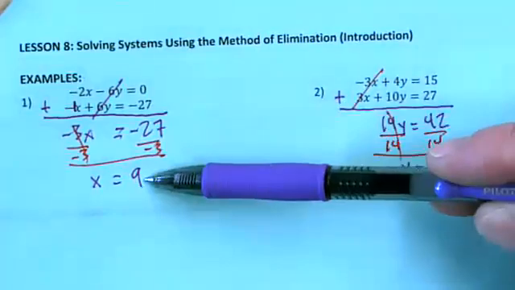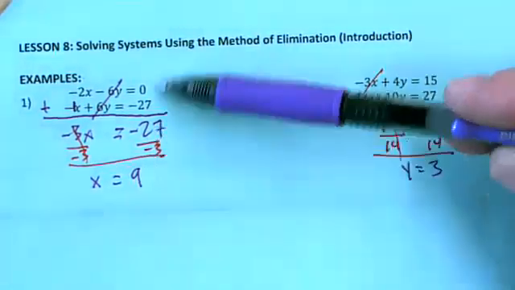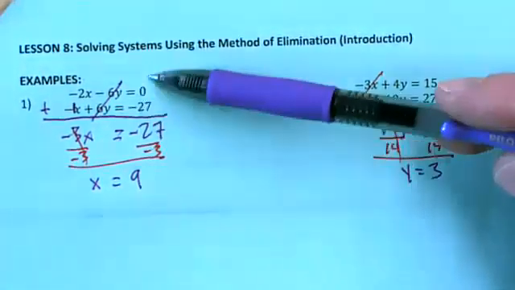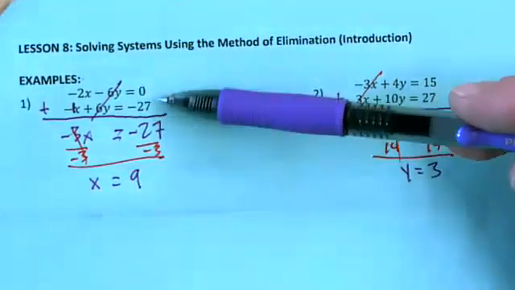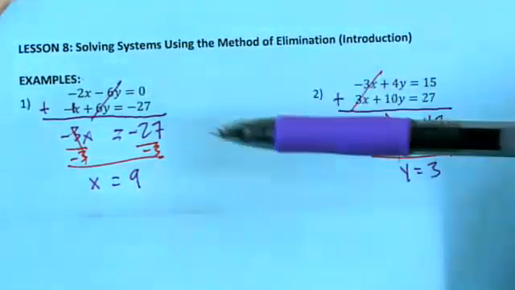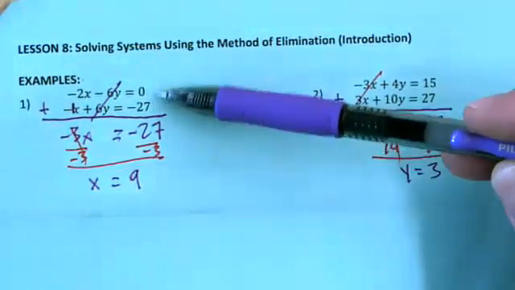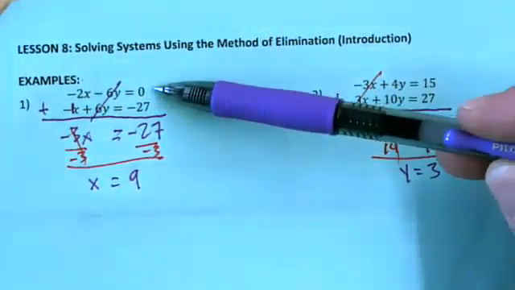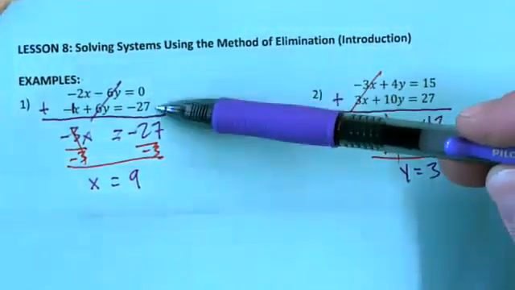I'm going to need to put this 9 in place of the x in one of these equations and solve for y. So look at these original 2 equations and tell me which of those looks the most friendly to you in terms of solving for y. I'd say neither of them are very ideal.